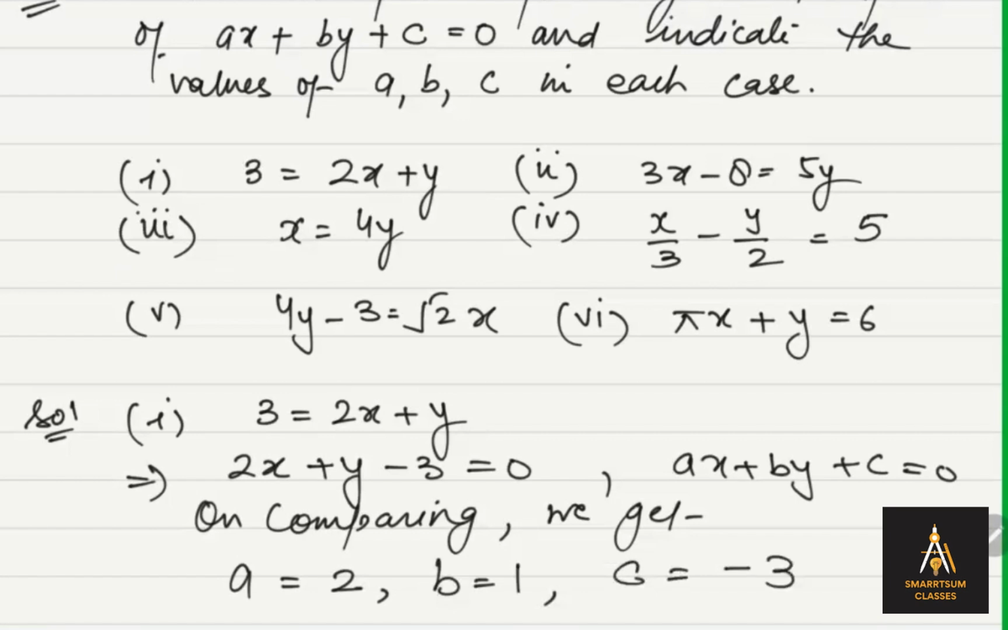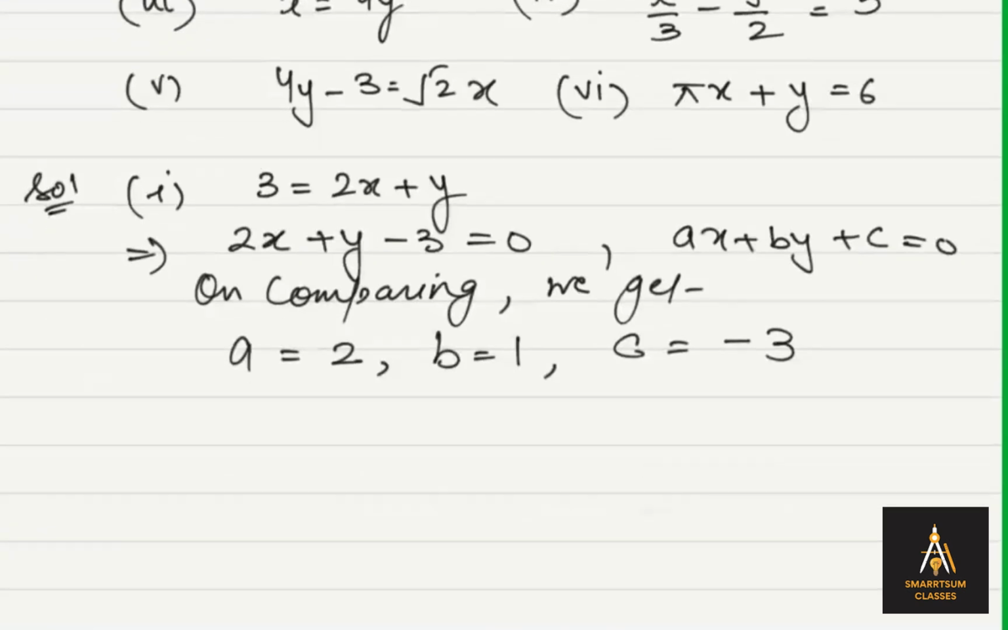So what you have to do is first write the equation in the standard form, and then you can easily find the values of a, b, and c. It is easy if you write it in the standard form. If you do not, your a, b, c will be different and you will get confused. So what is the first step? First, convert it into the standard form, and then compare with ax plus by plus c is equal to 0. Okay, note it down.